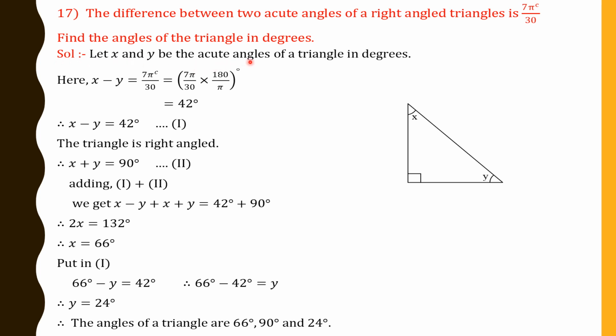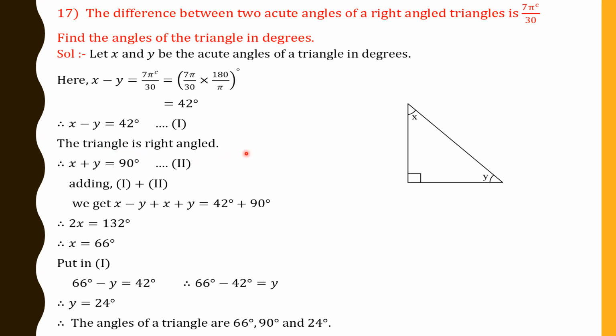Let x and y be the acute angles of a triangle in degrees. Here the given difference between two acute angles is x minus y equal to 7 pi divided by 30 radian. Convert it into degree, multiply by 180 divided by pi. Here pi cancels, 0 cancels, 3 into 6 is 18, 6 into 7 is 42 degree. Therefore x minus y equal to 42 degree, denoted by equation 1.